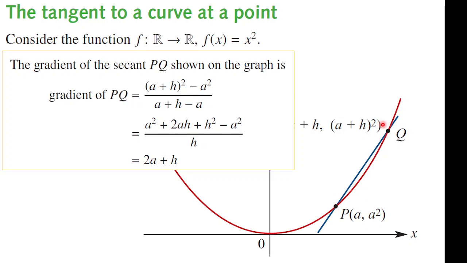Now from P to Q, let's determine the rate of change. We use the gradient rule, which is the rise over run. On the numerator, we write the difference of the y coordinates, and on the denominator it's the run, or the difference of the x coordinates. By simplifying, we get 2a plus h.